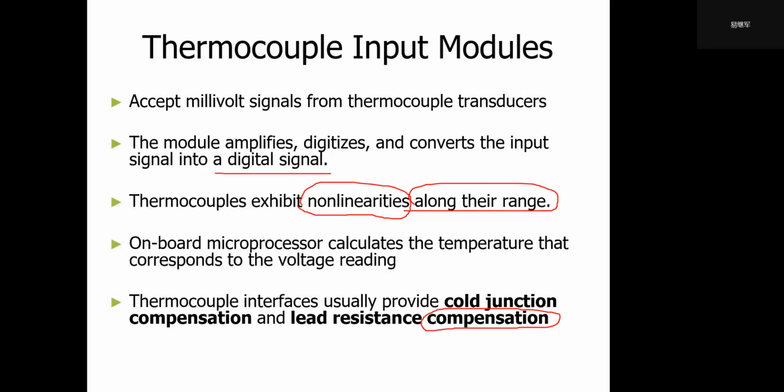This is different from the analog inputs. In the analog inputs, the input data is linear. But for the special temperature module, the input relationship is non-linear.